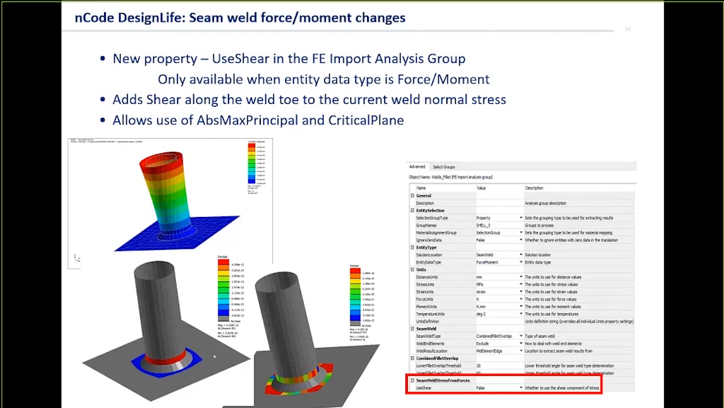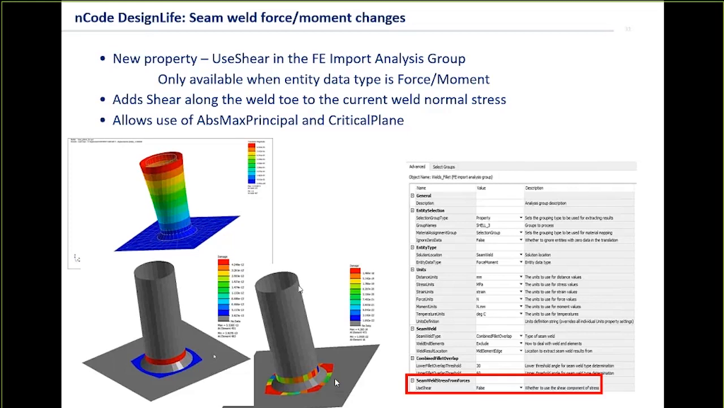The initial method when using force moment only did a weld normal at the weld toe. So it took the forces from that particular element, calculated what the weld normal was, and used that directly. We've now added a shear option. So there's an extra option in the setup for the job, and you can now pick to use the shear stress as well. Then it will pick the shear stress up along this weld toe as well as the normal stress.